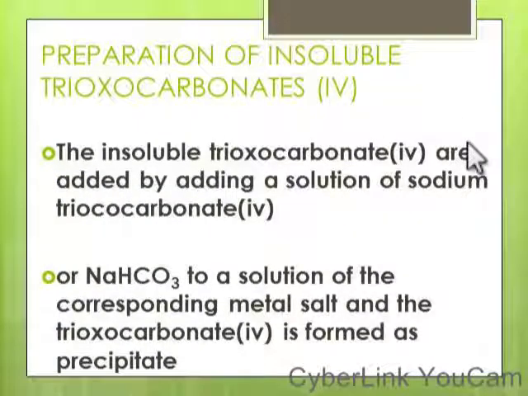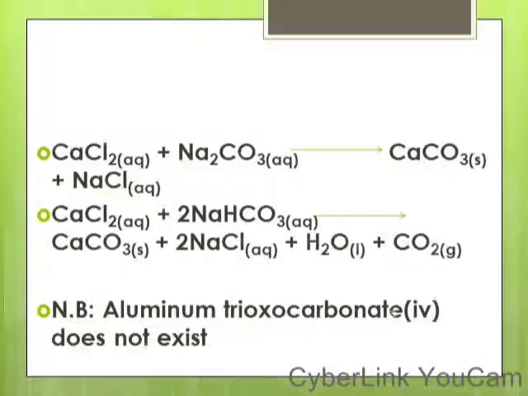The insoluble trioxocarbonate(IV) are prepared by adding to a solution of sodium trioxocarbonate(IV), which is soluble. Now go back. You have this. Calcium chloride is a salt which is soluble. Now you end up preparing calcium trioxocarbonate(IV), which is insoluble, and sodium chloride is soluble. This is insoluble. This is soluble. This is partially soluble, and this is very soluble.